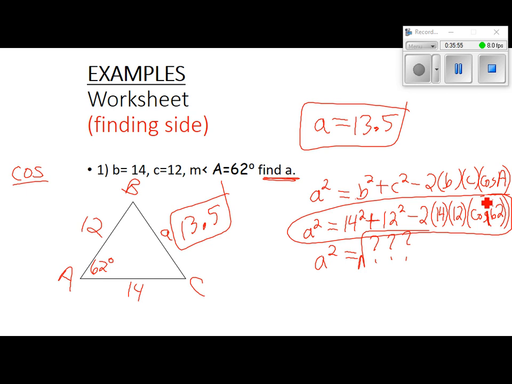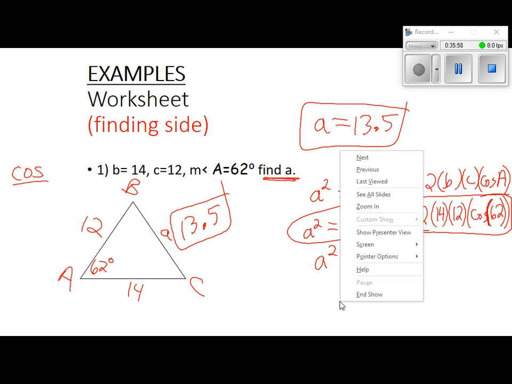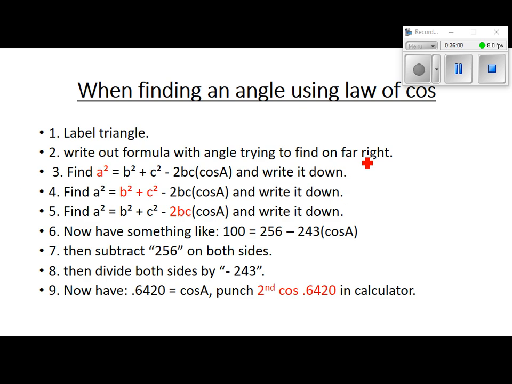That's if you're finding a side. Fill in what you need to fill in on this. Finding an angle is a little tougher.